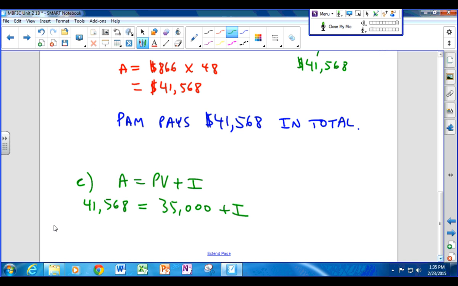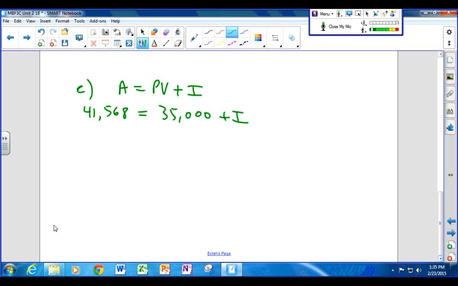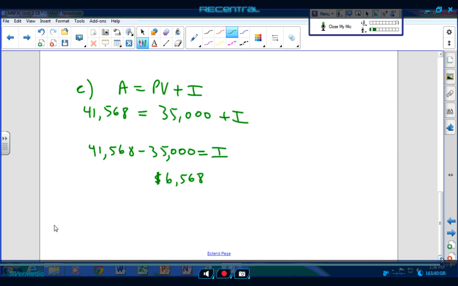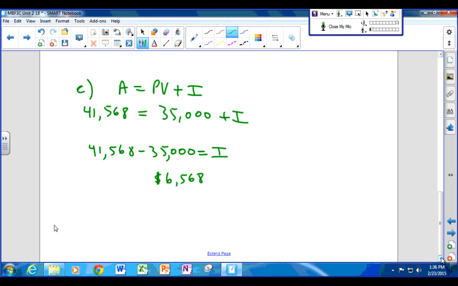Okay. And so at this point, you can hand your calculator over to your little sister, and she can solve for I, maybe. 41,568 minus 35,000 equals I. I guess we could do it with a calculator, but basically it should be 6,568. Did I get that right? Some people can look at that and just come up with the answer right in their head.